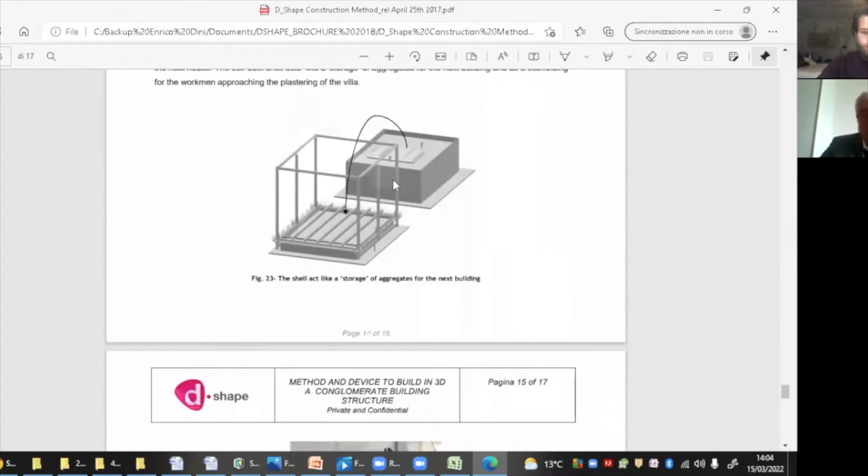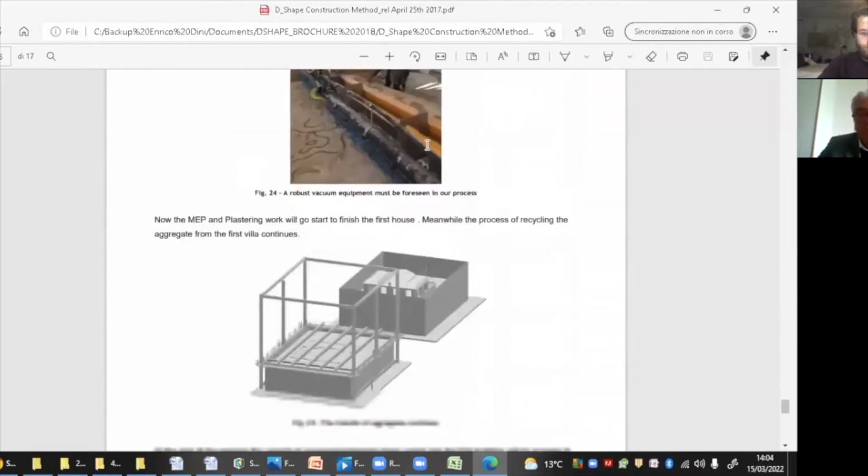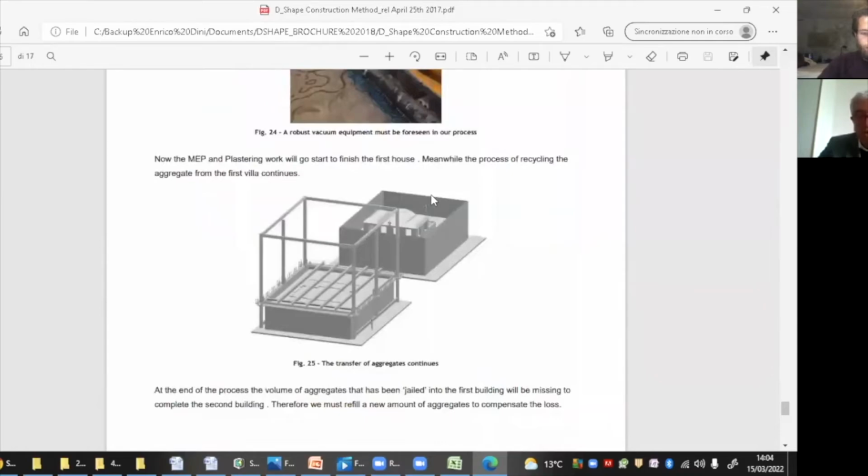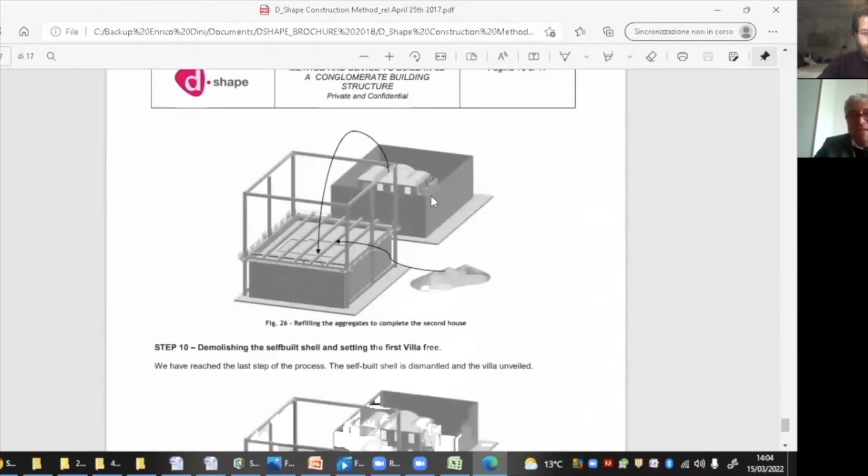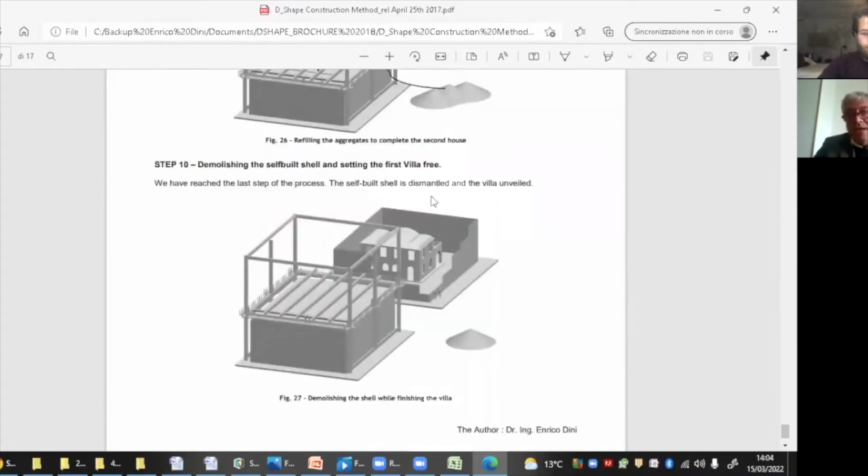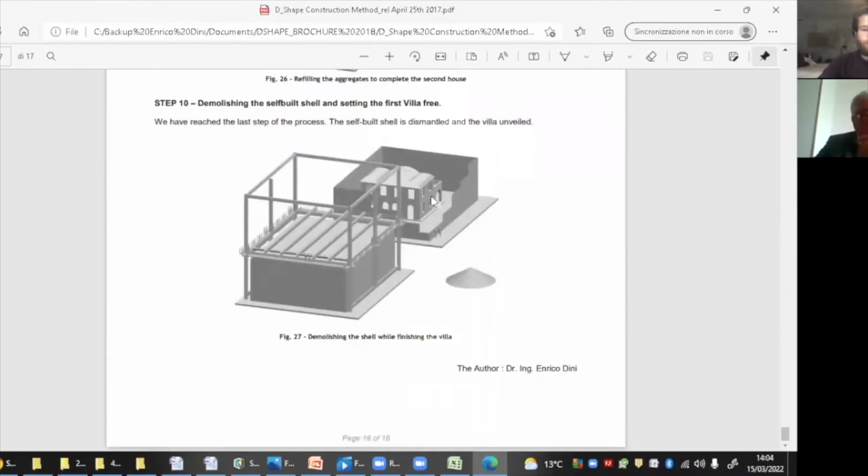So meanwhile you are printing the new building, you use the surface of the sand as a scaffolding to start plastering the roof, and so you can work in full safety. And at the end you have to add what is missing in terms of aggregates, and so this is the scenario of printing.